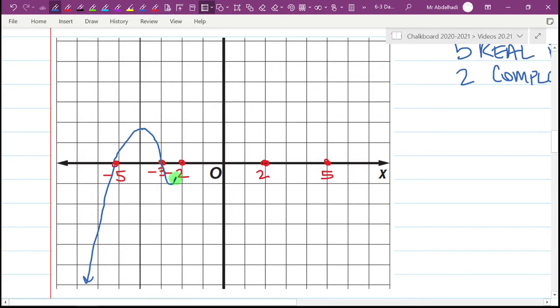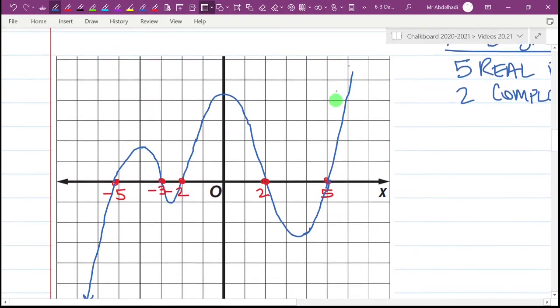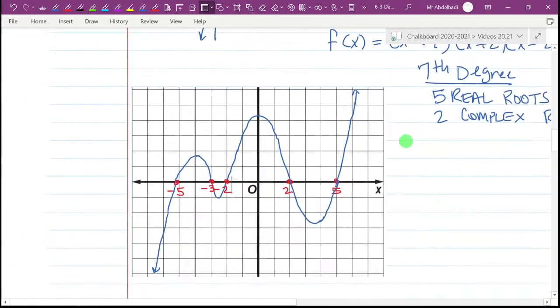Curve back up. Curve back down. Curve back up. And you know it's a good sign when your end behavior ends up correct, which is, I ended up here. If I finished this whole thing and I was pointing downwards, then I made a mistake somewhere, right? Or I didn't bounce off of something I should have bounced off of. All right, and there you go.